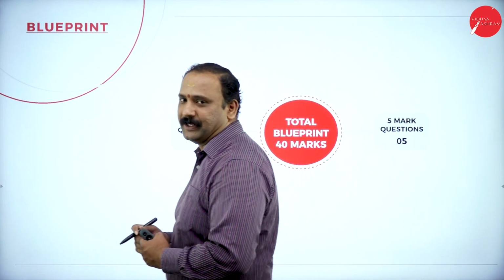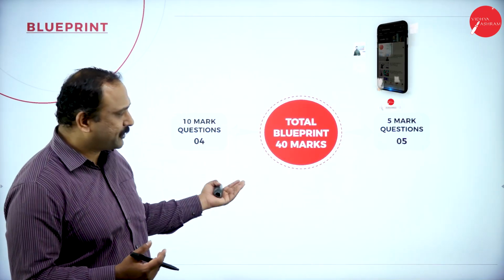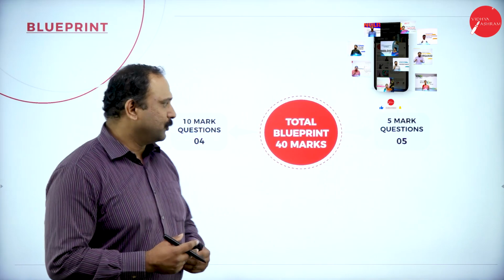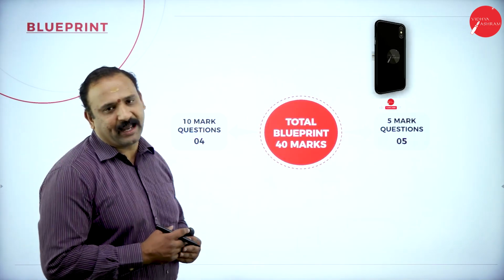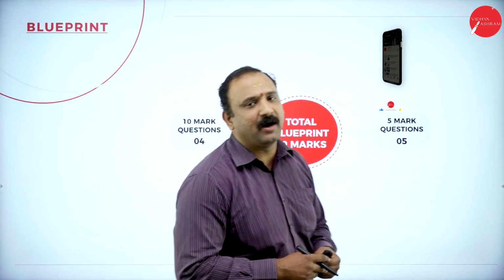This is not going to be like your regular paper for 80 marks of 3 hours. It's going to be a 40 marks paper for 2 hours. So the probable sections that you would be able to see is a 10 marker and a 5 marker. You're not going to have 15 marks coming up here.